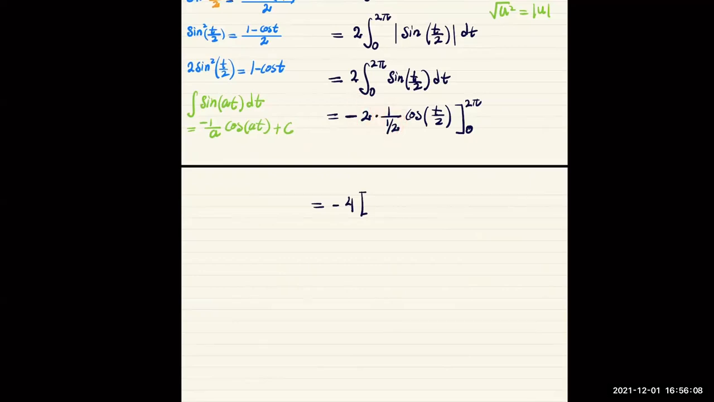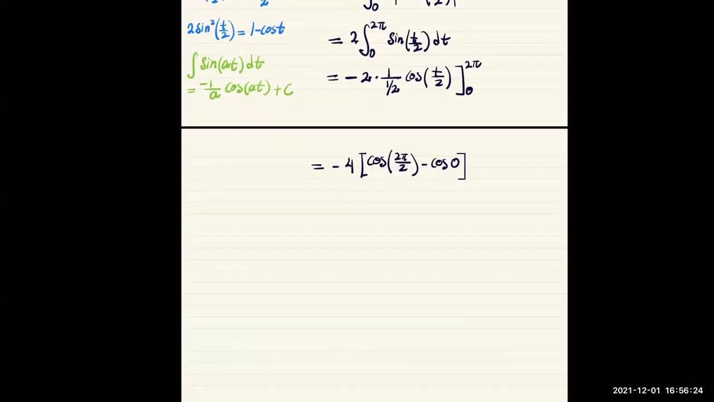And then plug in 2 pi. You get cosine of 2 pi over 2 minus cosine of 0. So cosine of pi, that is -1. And then we have minus cosine 0, 1. That's equal to -2. -2 times -4 is just 8 units of length. And that's the answer.